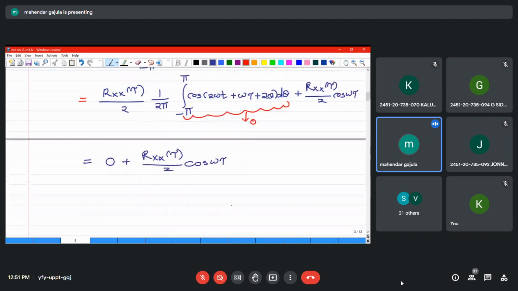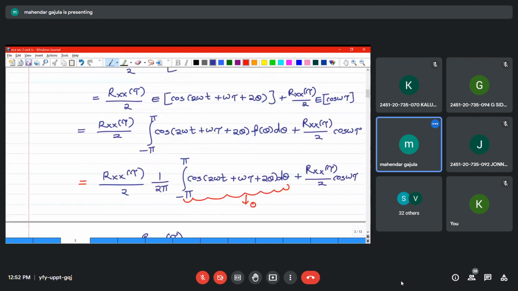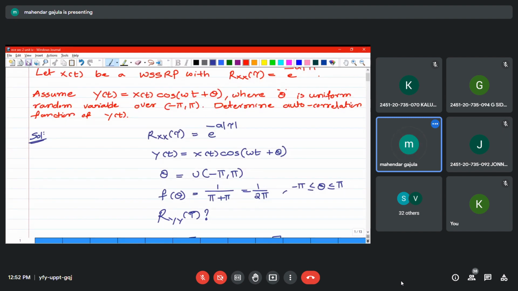Already it is given that R_xx(tau) is how much? It is given. It is e power minus a mod tau. So R_yy(tau) is e power minus a mod tau by 2 cos(omega tau). This way you have to find the autocorrelation function. So any doubt in this problem? I just applied the formula and proceeded according to the concepts.